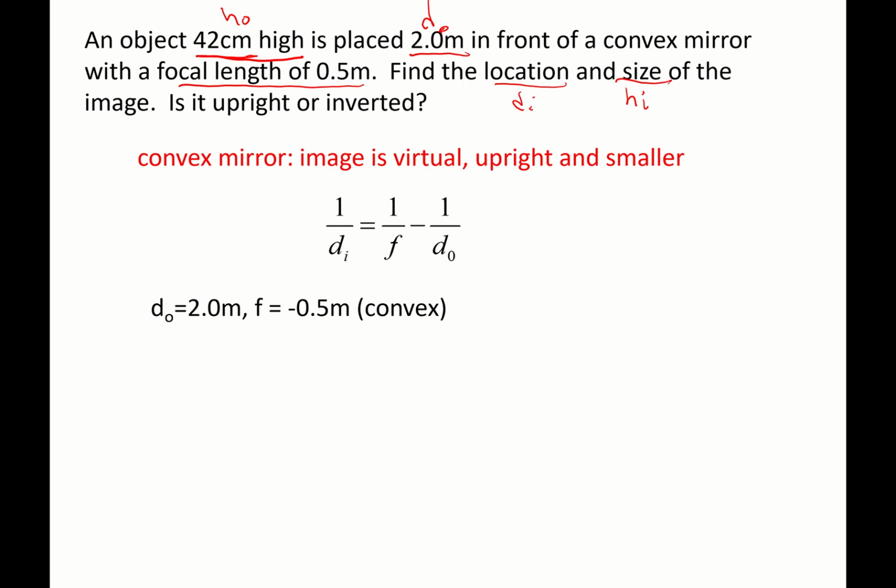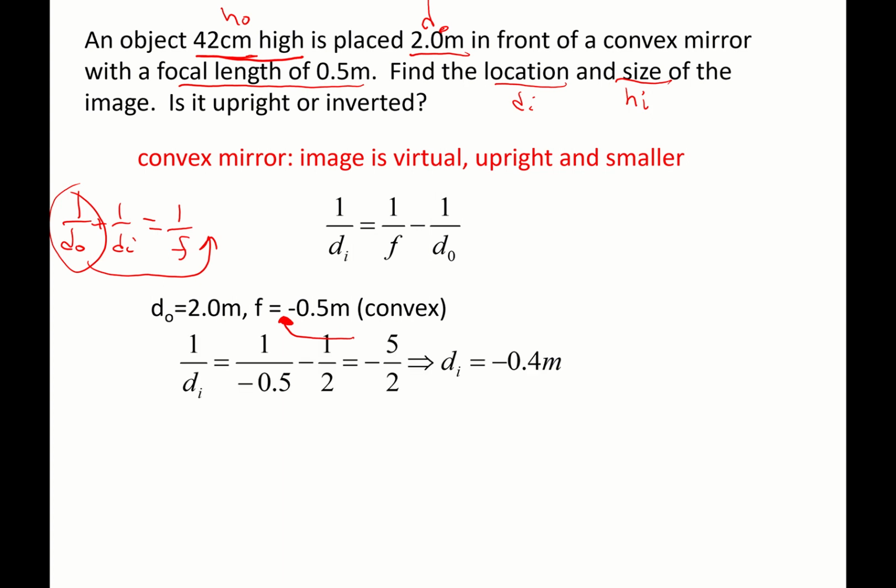So we have 1 over dO plus 1 over dI equals 1 over F. So if I want to find dI, I'll subtract the 1 over dO term to the other side. So 1 over dI equals 1 over F minus 1 over dO. So dO is 2 meters, and F is half a meter, and I have to be careful and put in a negative sign. So it's minus 0.5 meters because it's a convex mirror. And that's the biggest mistake that people make.